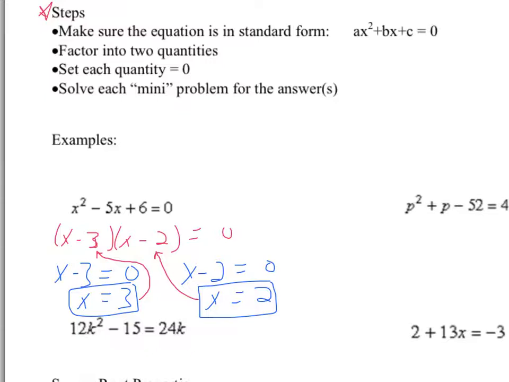And that causes it to become 0, which allows you to take 0 times anything and get 0 for an answer. So that's an application of the zero product property with factoring. So 3 and 2 are considered solutions to that quadratic equation, and they're called zeros.